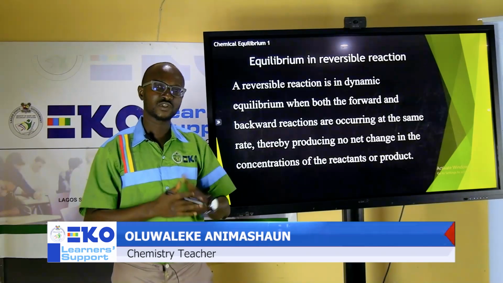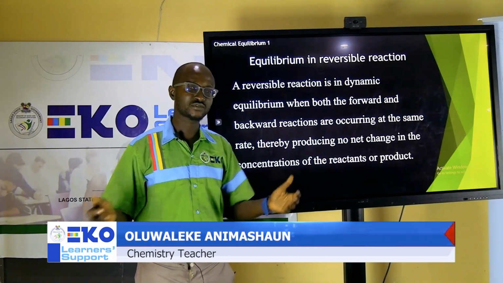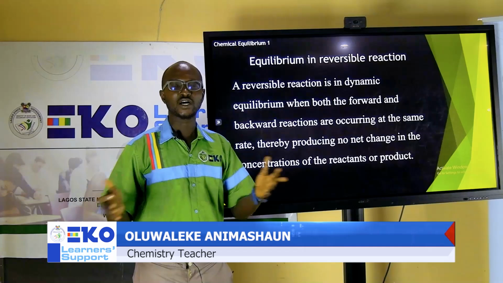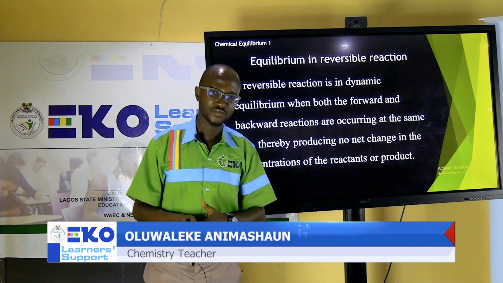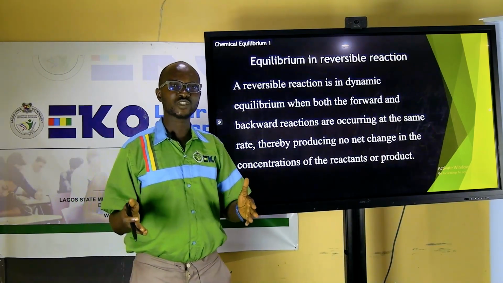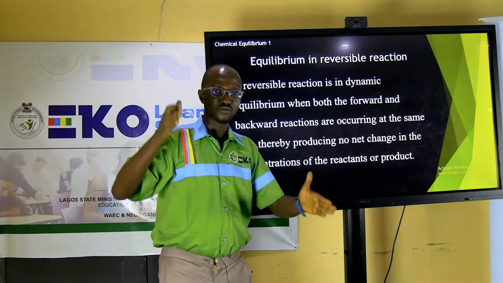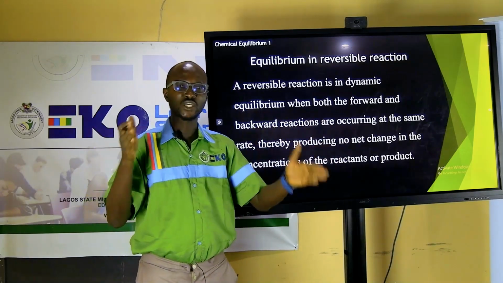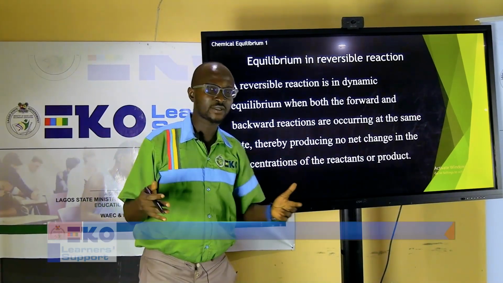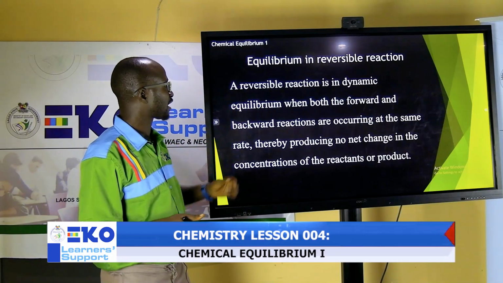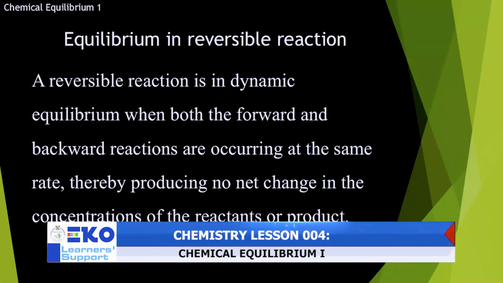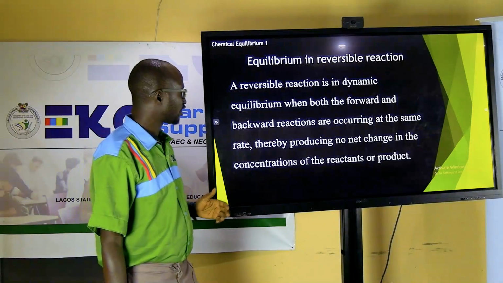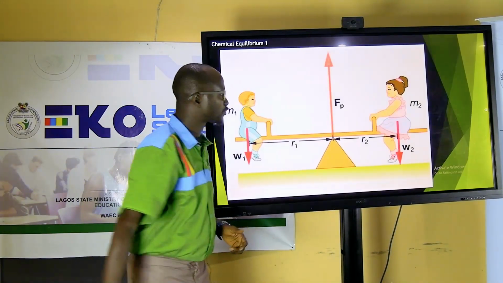We are used to life situations in our environments where children play with seesaw. So in that seesaw, you see a sort of balance where both sides are on equal basis. So from that way, we can know the meaning of chemical equilibrium. A reversible reaction is in dynamic equilibrium when both the forward and backward reaction are occurring at the same time, at the same rate, thereby producing no net change in the concentration of the reactants or products.